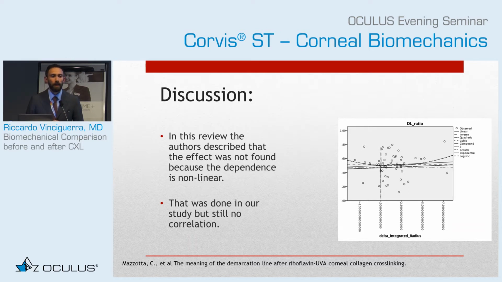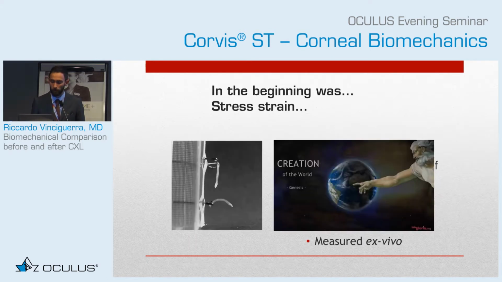So I think that the right answer is either no or yes. So we don't know if the demarcation line is associated with cross-linking. There are some hypotheses that are saying yes, but the evidence in vivo is saying no. So I think we should still measure it, but we should not claim that if it is deeper, we are stiffening the cornea more. It is deeper. Maybe we are going deeper in the cornea, but we don't know if the effect is more.